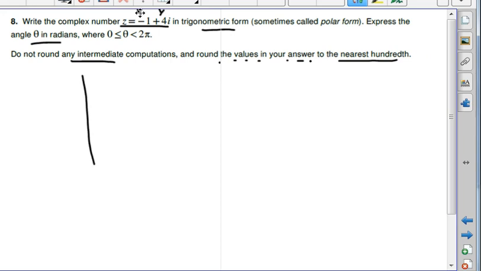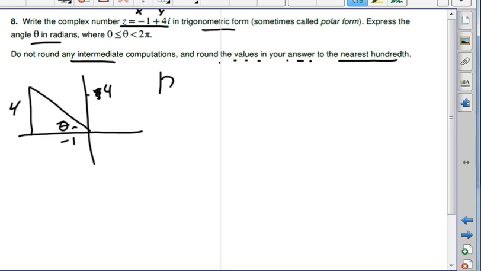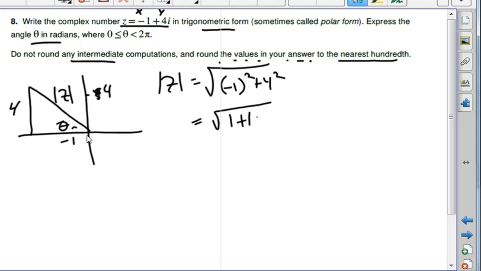Still going to go back to our standard process of graphing it. -1 on the x, 4 for the y. So that puts us in the second quadrant with the theta ref right there. So the magnitude of z is equal to the square root of the sum of the squares. So that's the square root of -1 squared plus 4 squared. So that's 1 plus 16, so square root of 17. I'm just going to type that into the calculator and round to the nearest hundredth. So my magnitude there is 4.12.